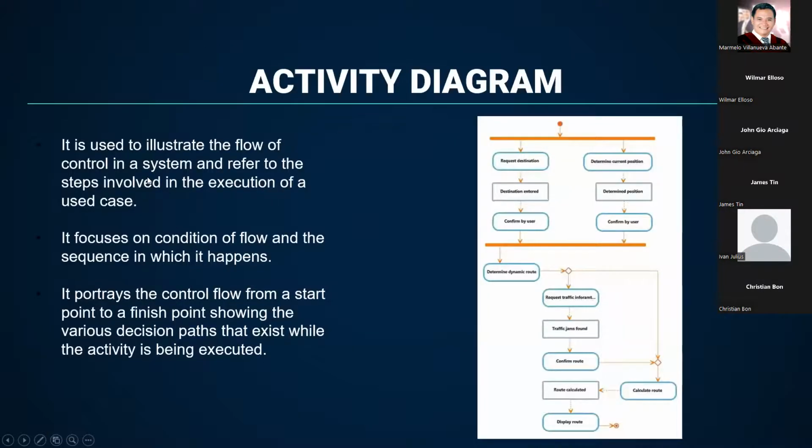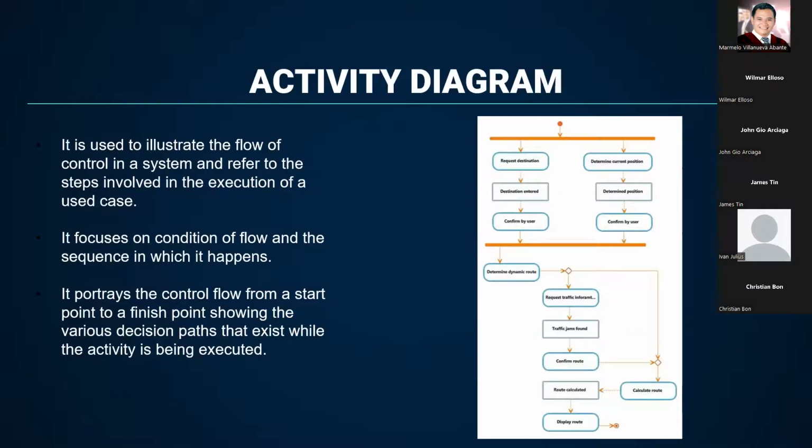Activity diagram. It is used to illustrate the flow of control in a system and refers to the steps involved in the execution of a use case. It focuses on the conditions of flow and the sequence in which it happens. It portrays the control flow from a start point to a finish point, showing the various decision paths that exist while the activity is being executed.